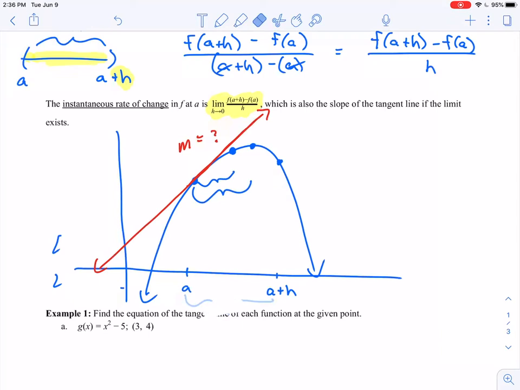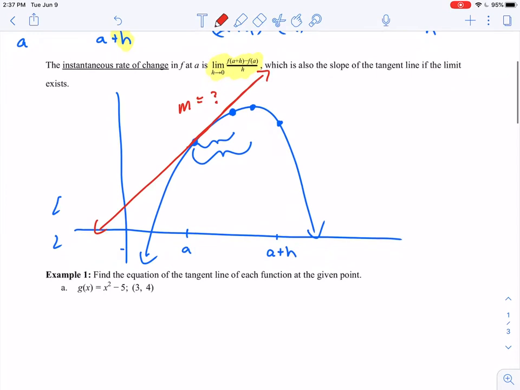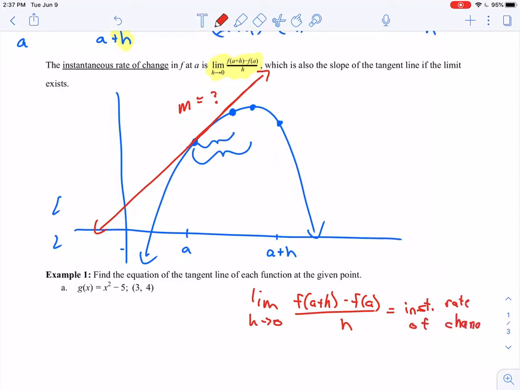So I want to practice using this formula here. In example 1, it says, find the equation of the tangent line of each function at the given point. So I'm going to use this idea of the limit as h approaches 0 of f of a plus h minus f of a divided by h, because this tells me instantaneous rate of change, and it also tells you slope of the tangent line.